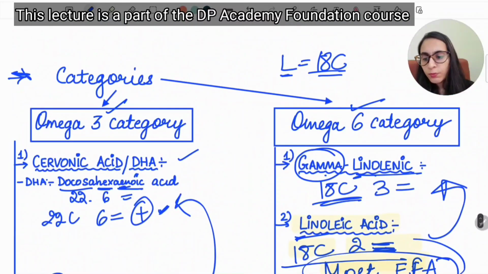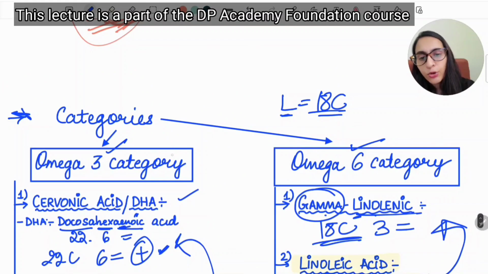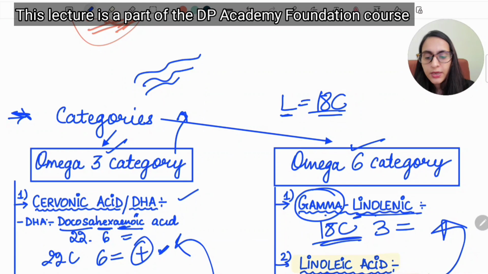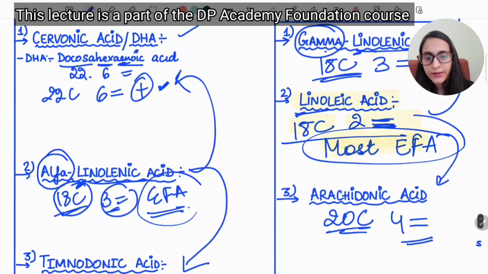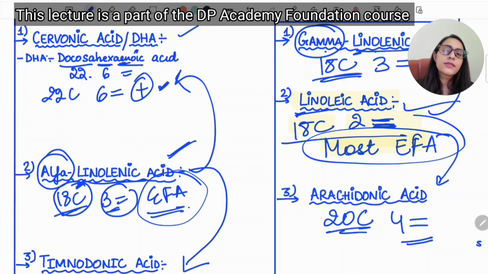And remember one more point, omega 3 category is a cardioprotective category. It affects the fluidity of the membrane. It gives signaling across the membrane, and its metabolites are anti-inflammatory. That is why it has got a cardioprotective role. So omega 3 fatty acid is very important in the diet. So essential fatty acids, that is alpha linolenic acid and linoleic acid, with linoleic acid being the most essential fatty acid.